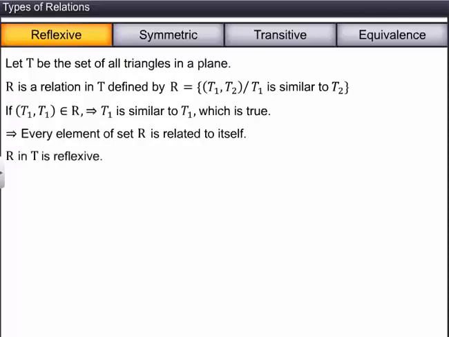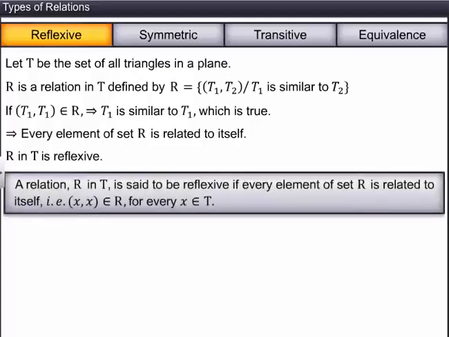Such types of relations are called reflexive relations. Mathematically, a relation R in T is said to be reflexive if every element of set T is related to itself. That is, the ordered pair (x, x) belongs to R for every x in T.